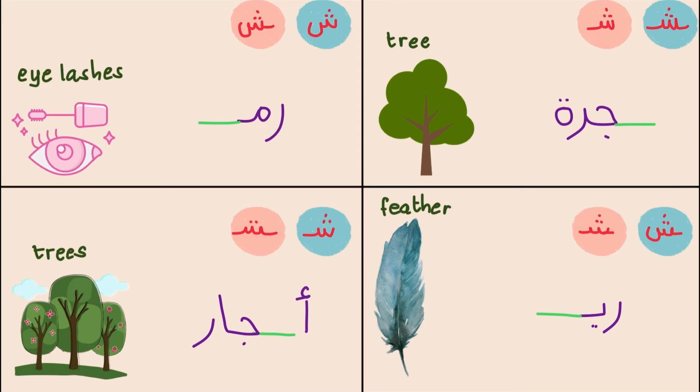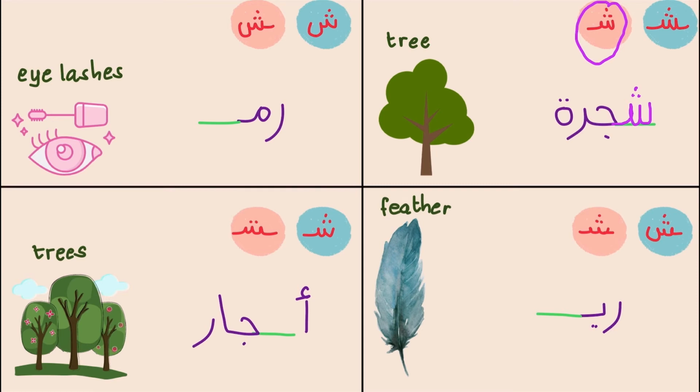In these words, we have the missing letter Sheen. Can you try to fill them? Let's do the first one. Tree in Arabic is shajara. Here we have a missing Sheen at the beginning. Will you choose this one or this one? Look at the little hands. We need one little hand to connect with the letter after, so we will choose this one. Shajara.